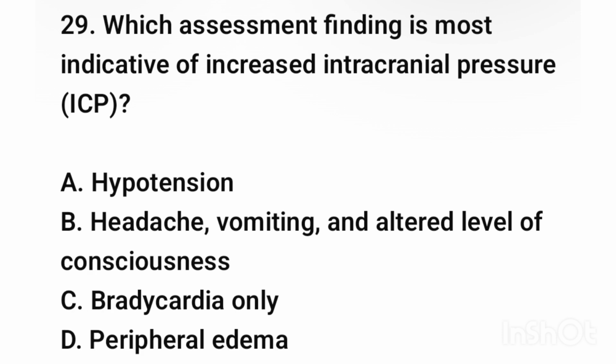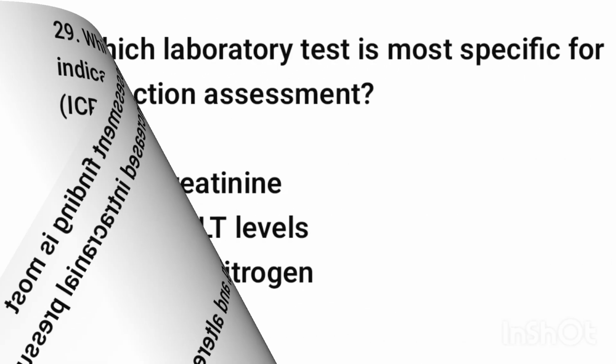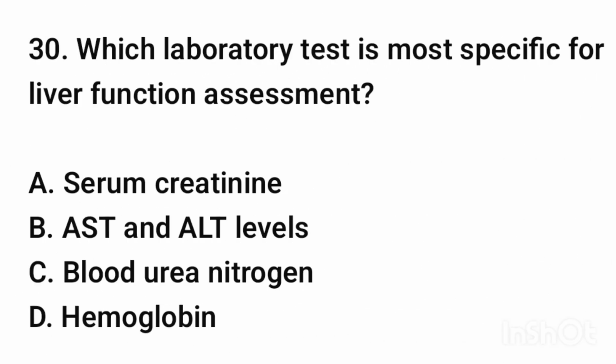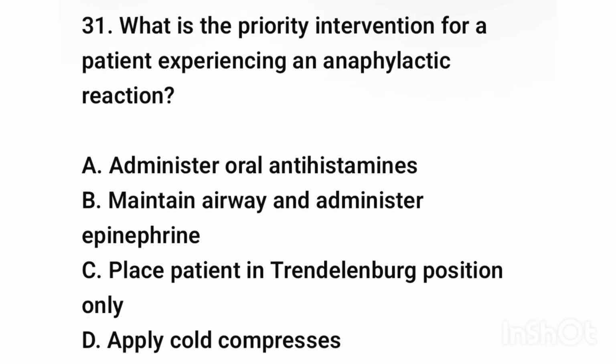Question number 29. Which assessment finding is most indicative of increased intracranial pressure (ICP)? The correct answer is option B. Headache, vomiting, and altered level of consciousness. Question number 30. Which laboratory test is most specific for liver function assessment? The correct answer is option B. AST and ALT levels.